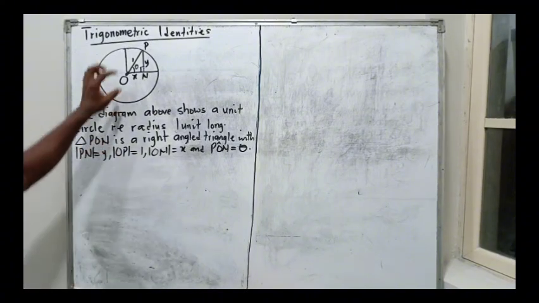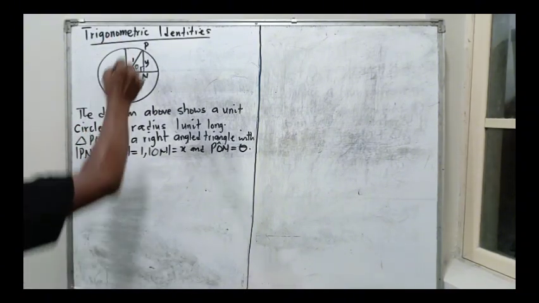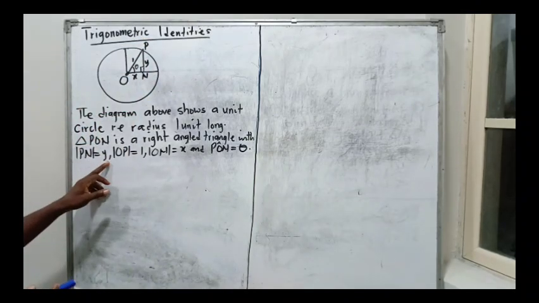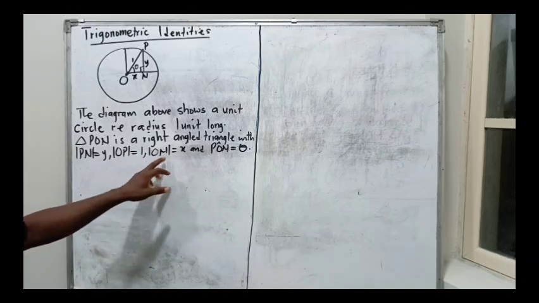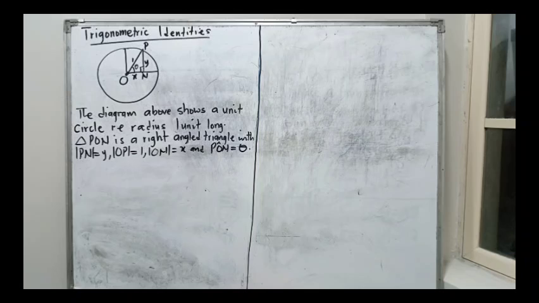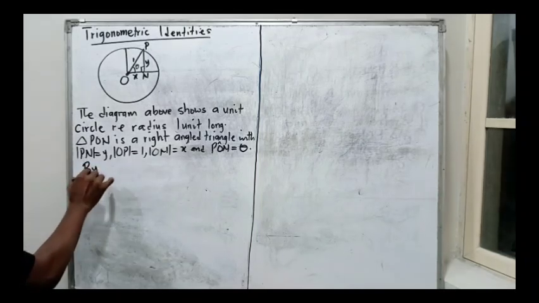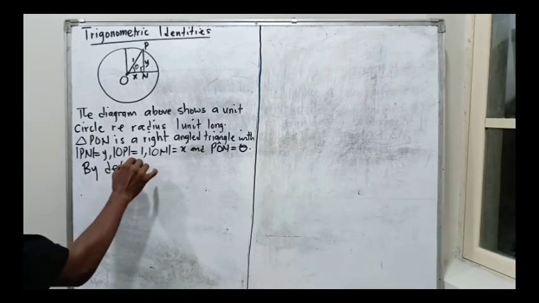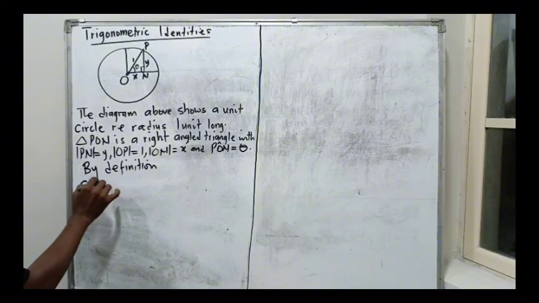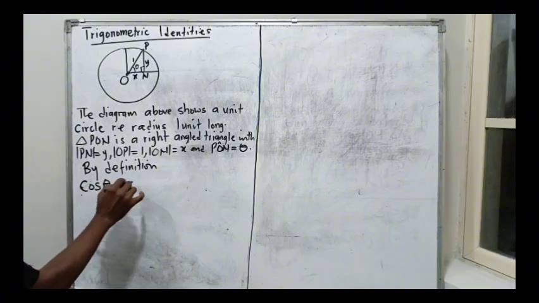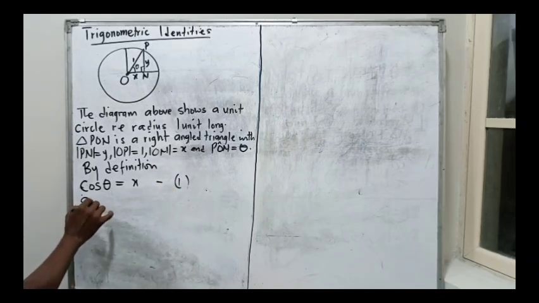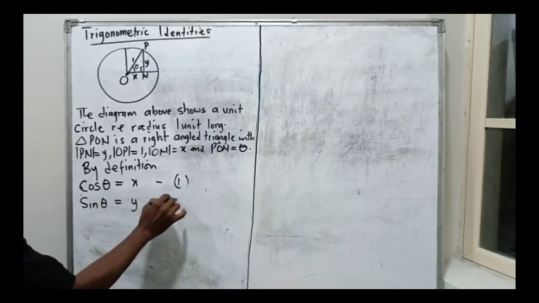Inside the circle we have a triangle PON. PON is a right angle triangle with PN equals Y, OP equals 1, and ON equals X, and the angle PON is equal to theta. So by definition of trigonometric ratios, we have that cos theta is equal to x, that's equation 1. Sin theta is equal to y, that's equation 2.